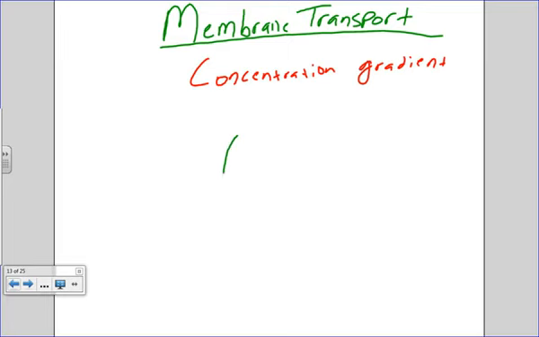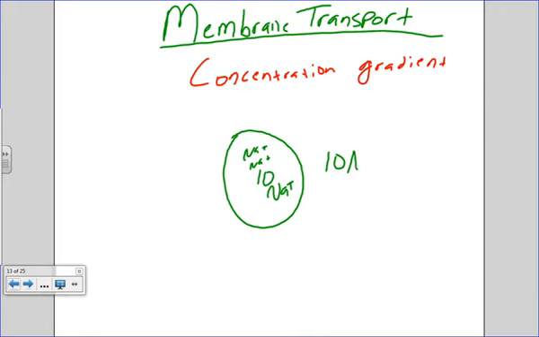Okay. So let's say we've got a cell here. And let's say on the inside of this cell, I've got 10 sodium ions. Count them out, you guys can use your imagination on that. And let's say on the outside of this cell, there are 10 sodium ions. Now let's say we put in a sodium-specific gate here.